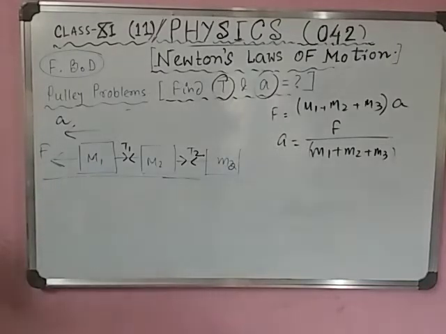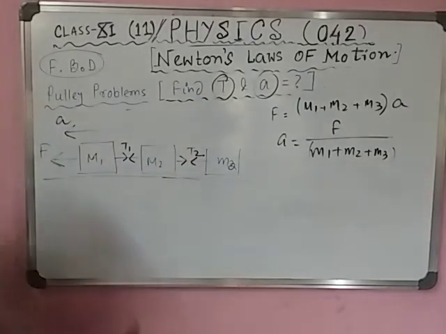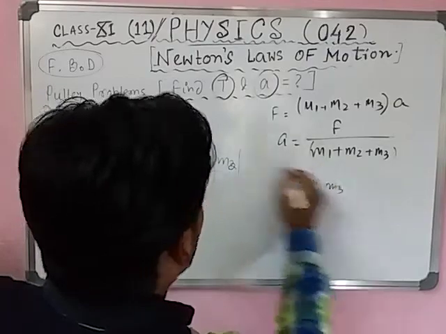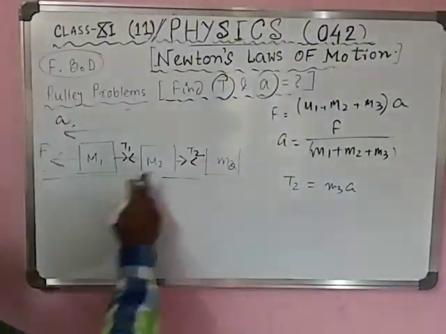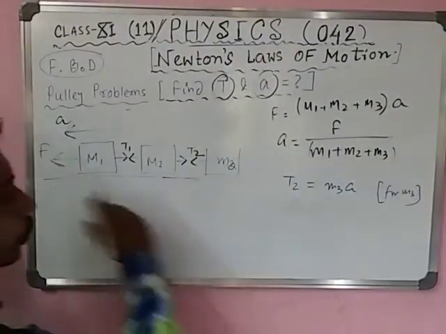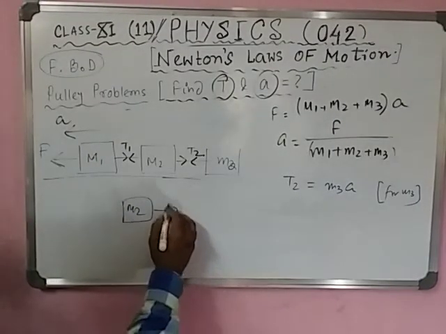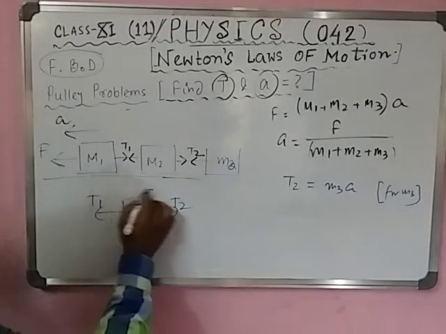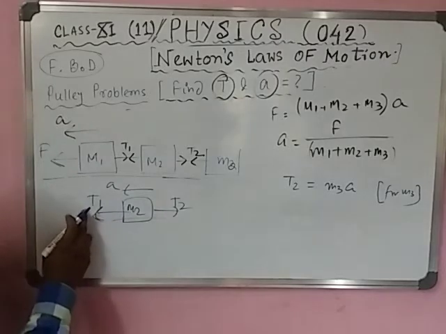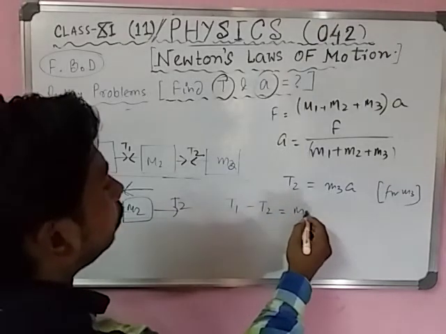Next, T1 and T2. First of all, you want to find T2, because there is only a single force, T2, on M3. So you can write T2 equal to M3A. That is for M3, and for M2 you tell me how you will write it. See, M2 is a free body, here T2, here T1, and acceleration here like this. Which one is greater, T1 or T2? Yes, T1, students, because the acceleration is in this direction. So you can write T1 minus T2 is equal to M2A. That's all.